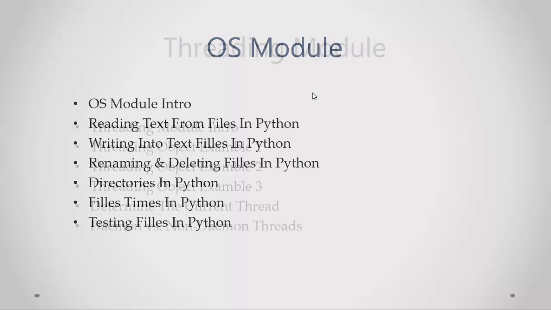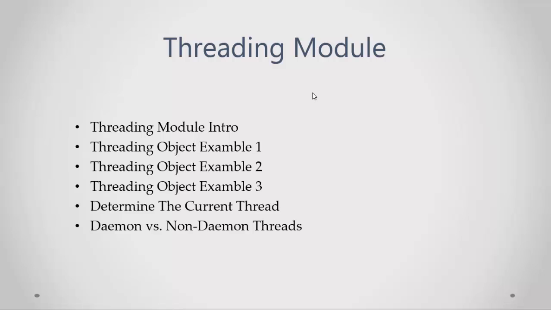Then we will move to a new module, that's threading. We will talk about threading intro and we will see the new updates in the threading module. And we will talk about a threading object example. We will see three examples. Then we will talk about how we can determine the current thread and how we can work with daemon and non-daemon threads.